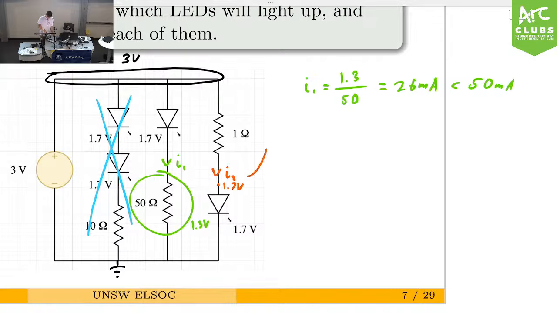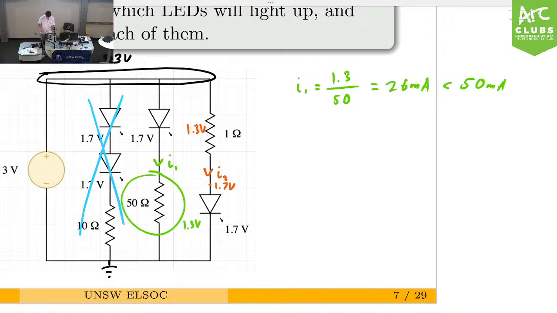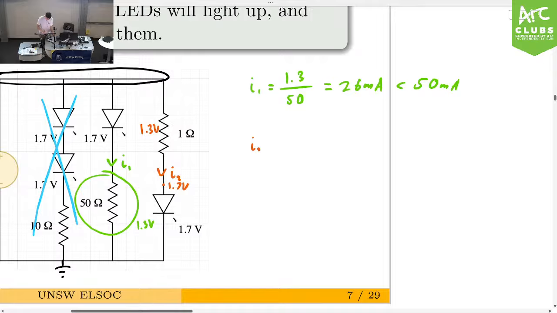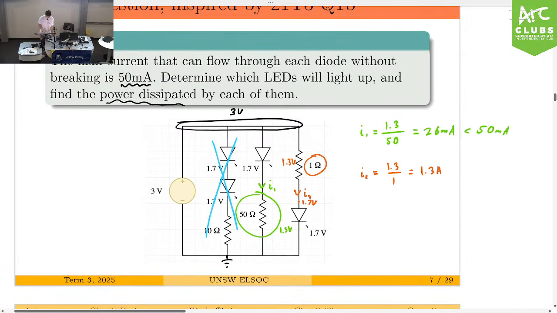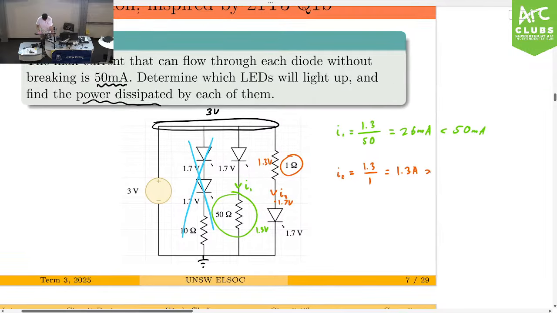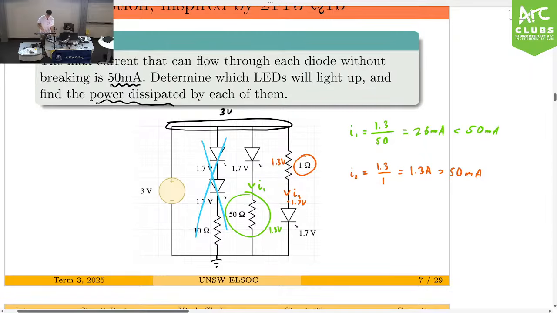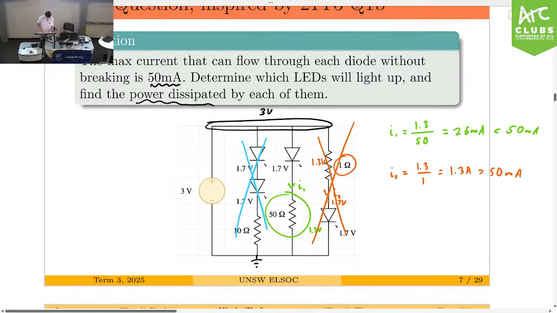So the drop between these two nodes here will be 1.3 volts. And then if we apply Ohm's law again, we'll call this I2, we get a drop of 1.3 over, in this case, it's only 1 ohm of resistance. So for this case, you'll get 1.3 amps of current. And that is a lot greater than 50 milliamps. And that means that the LED will break. So in this case, this branch is also gone, because no current is going to flow through it.